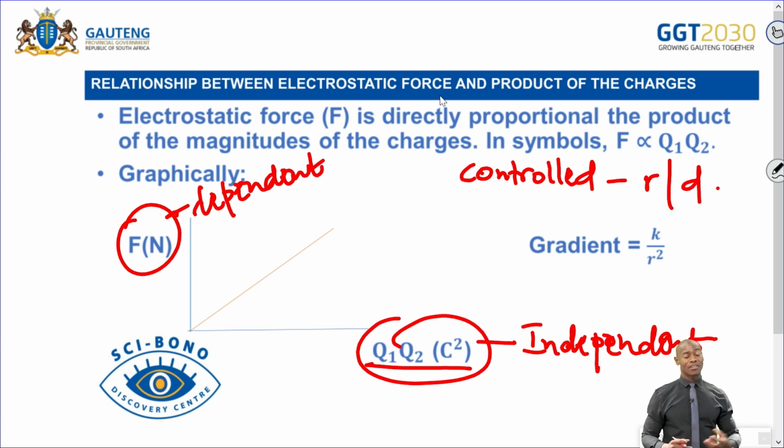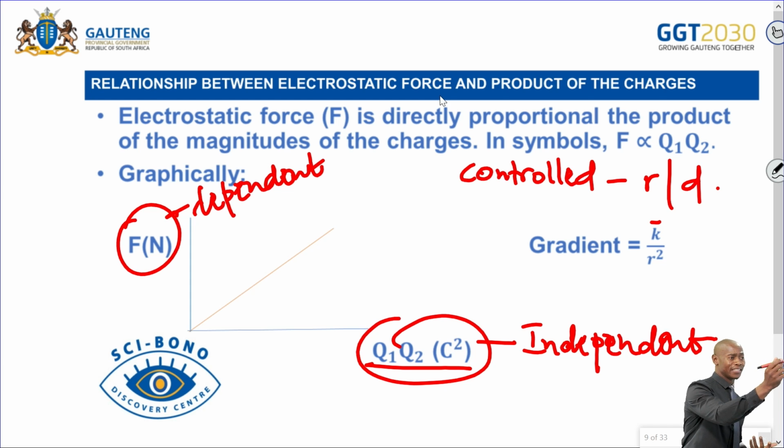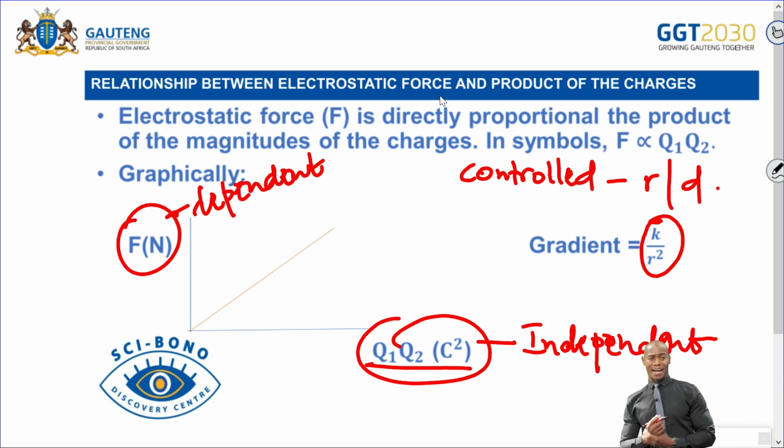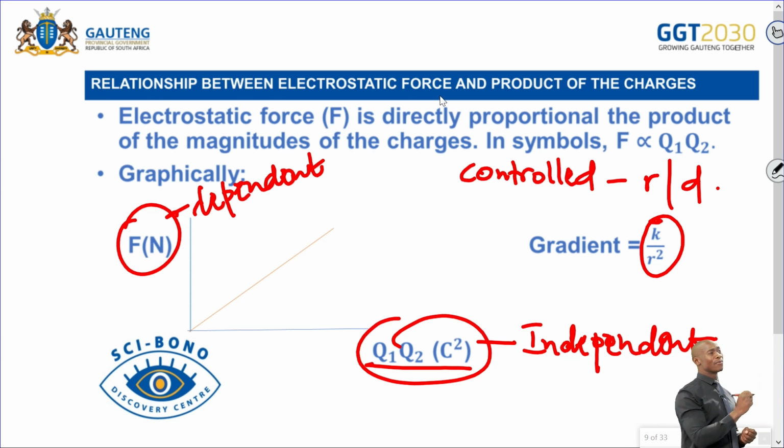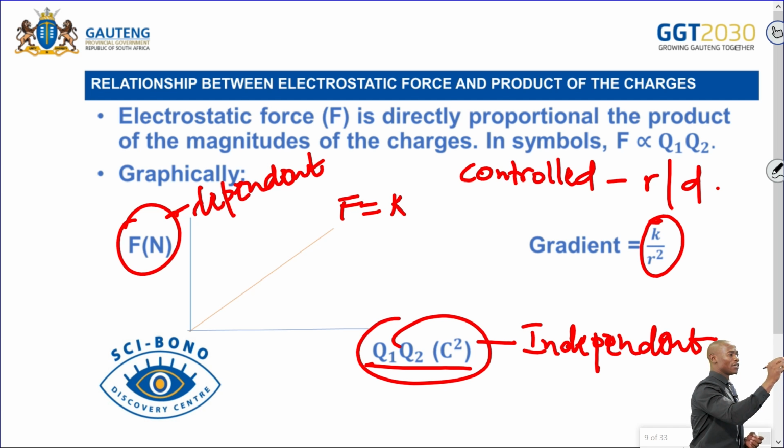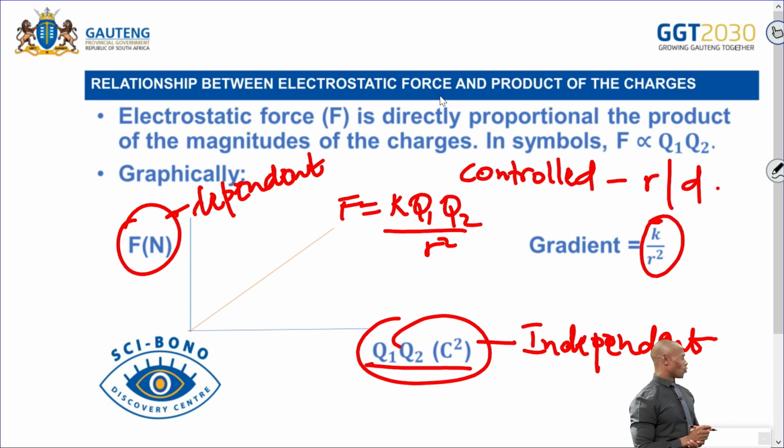Or the electrostatic force is directly proportional to the product of the magnitude of the charges. Now, let's look at the gradient, or the physical quantity represented by the gradient of this graph. The physical quantity represented by the gradient of this graph is just K over R squared. Where did we get that K over R squared? We are dealing with electrostatics, or Coulomb's law, which is F equals K Q1 Q2 over R squared.